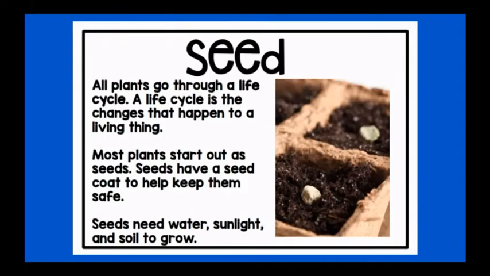Seed. All plants go through a life cycle. A life cycle is the changes that happen to a living thing. Most plants start out as seeds. Seeds have a seed coat to help keep them safe. Seeds need water, sunlight, and soil to grow.